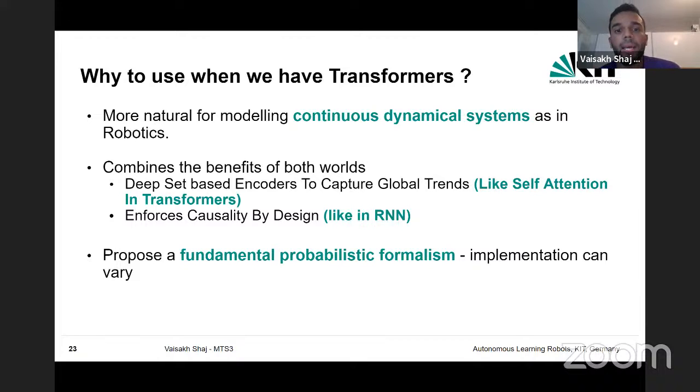There is this causal inductive bias given, which I don't know if transformers are capable of drawing or concluding from data. Also, this is a probabilistic formalism, a way of thinking about learning world models at temporal abstraction, and the implementation of how to do this can vary. Just like an MDP or state space model, we are proposing a formalism, but how you perform inference and implementation can vary. Maybe you can use transformer-based encoders or something like that.